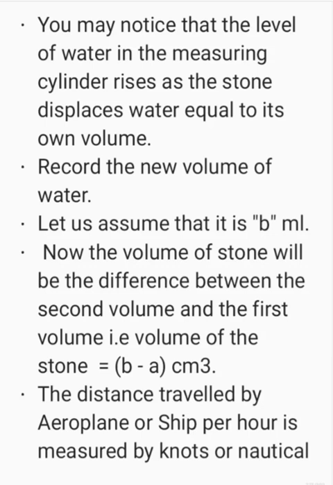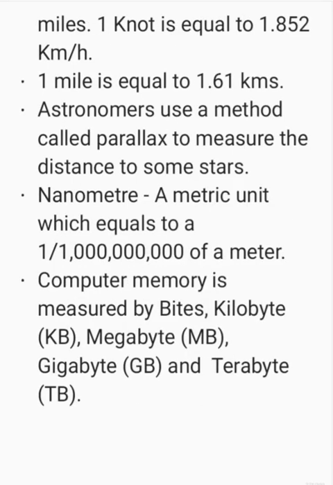The distance travelled by aeroplane or ship per hour is measured by knots or nautical miles. 1 knot is equal to 1.852 km per hour. 1 mile is equal to 1.61 kilometers. Astronomers use a method called parallax to measure the distance to some stars. Nanometer is a metric unit which equals 1 by 1 billion of a meter.